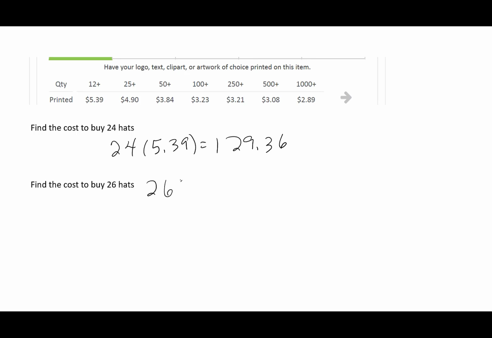Let's do the same thing, but now let's buy 26 hats. This particular site says for 26, you're going to pay $4.90 per hat, which is 127.40. So it was actually cheaper to buy 26 hats than to buy 24, so kind of like this bulk buying. Now, this doesn't always happen.